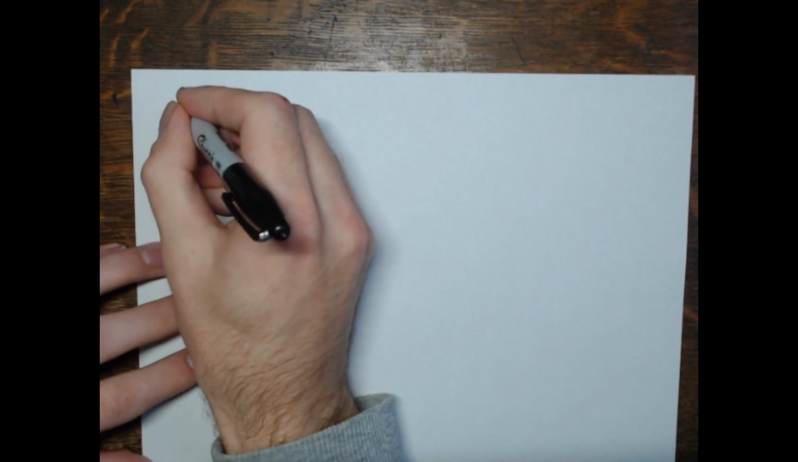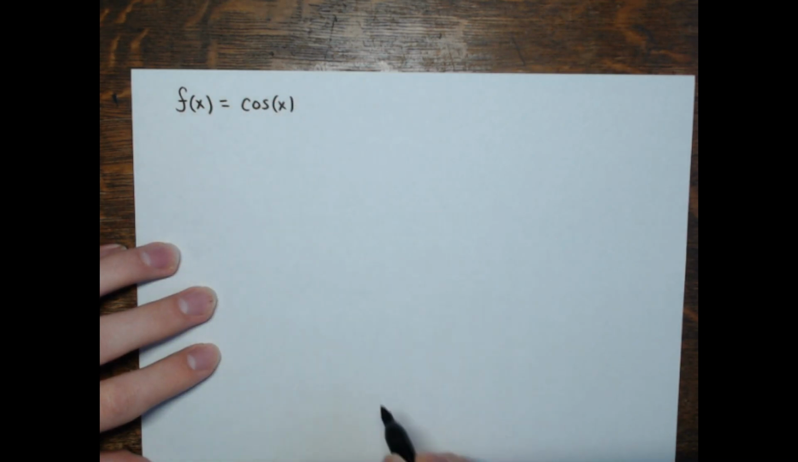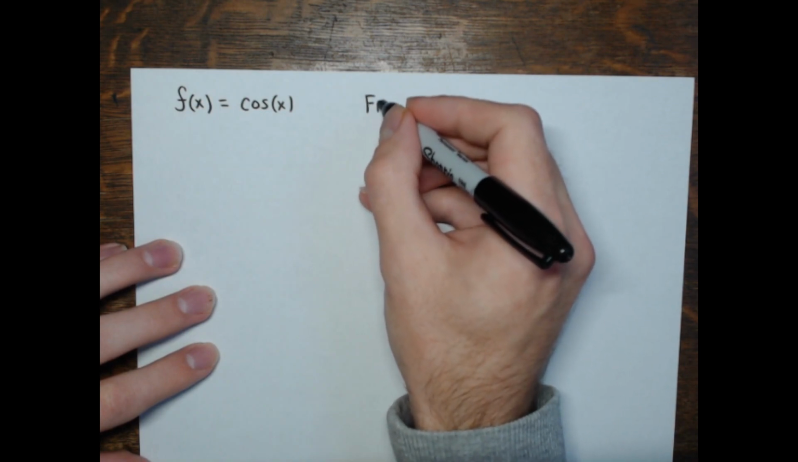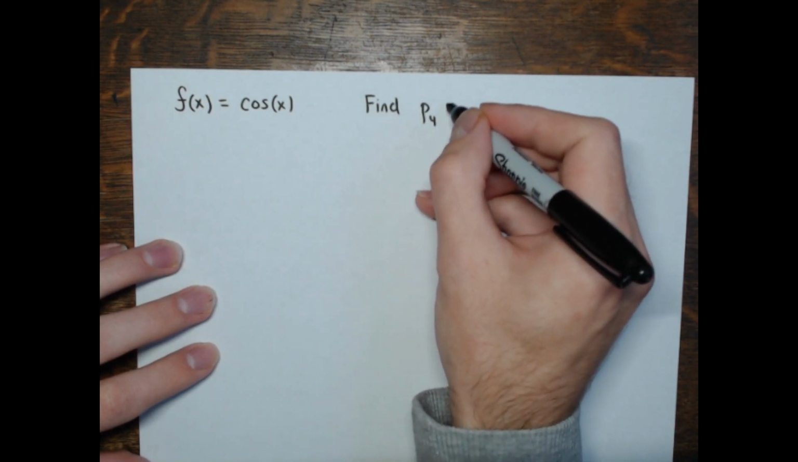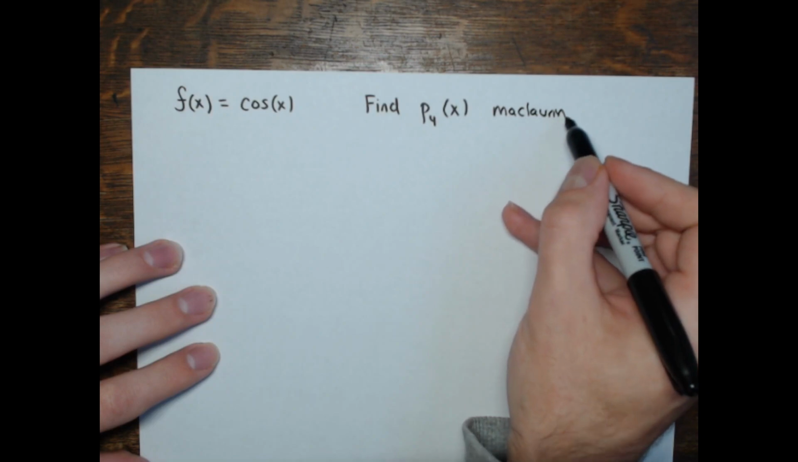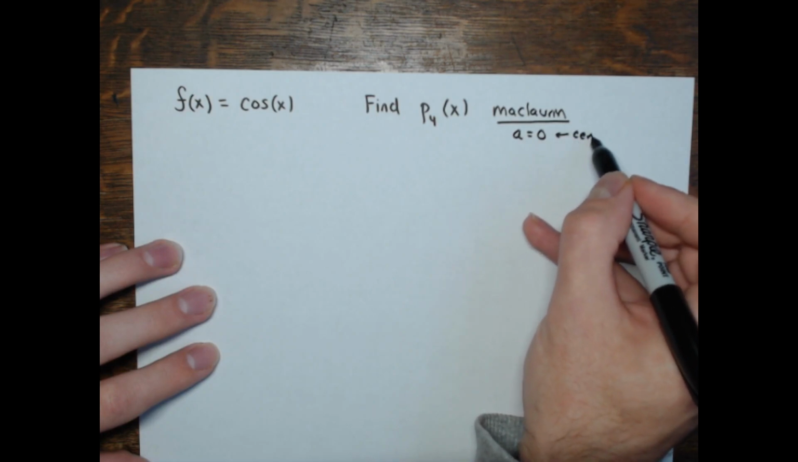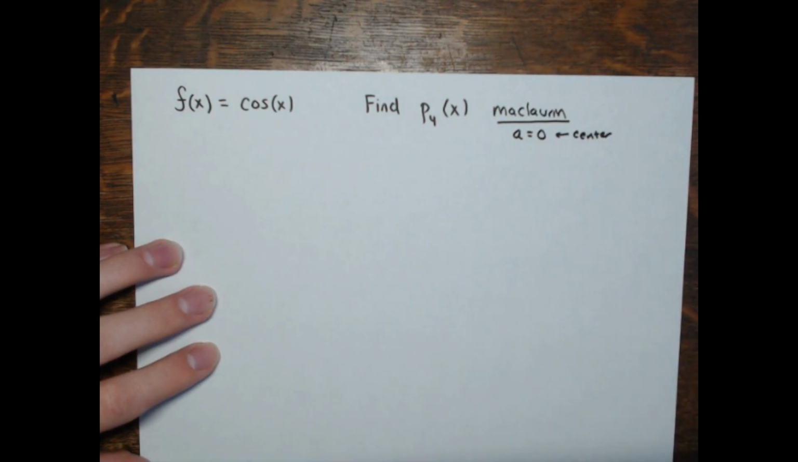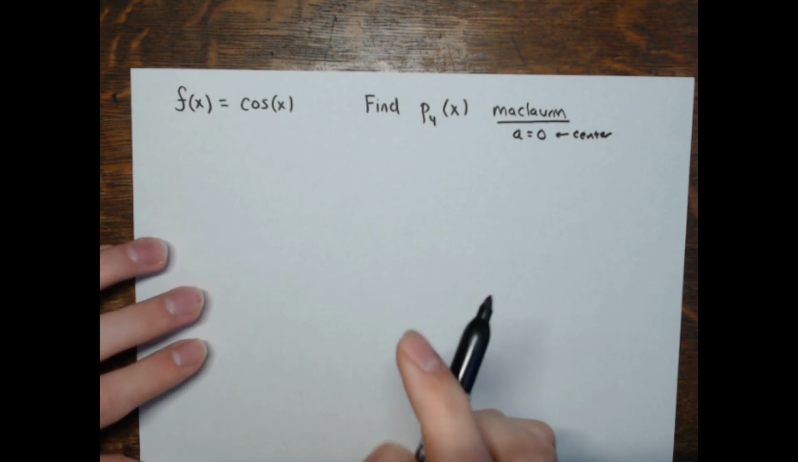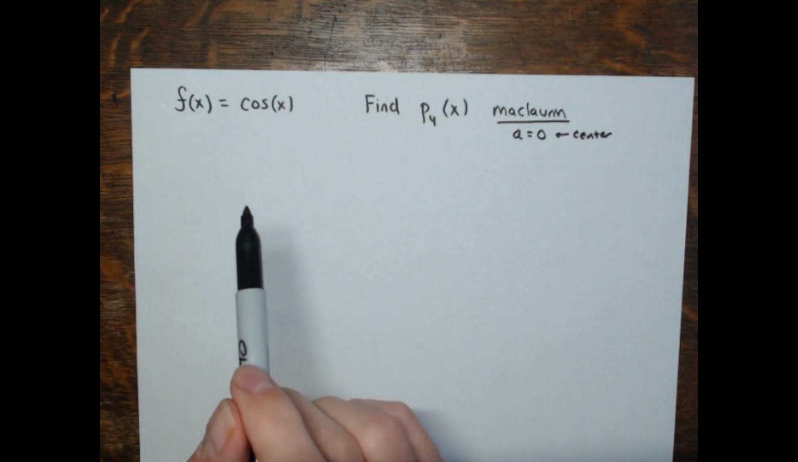Yeah, so let's take a look. Here's the function we're given. We have f of x equals cosine x. And they're asking us to find the fourth Maclaurin polynomial. Again, I'll write the word Maclaurin next to it. That means it's centered at 0. Center is 0. And then we'll use this to estimate the cosine of pi over 15.